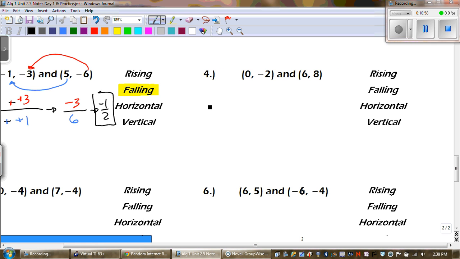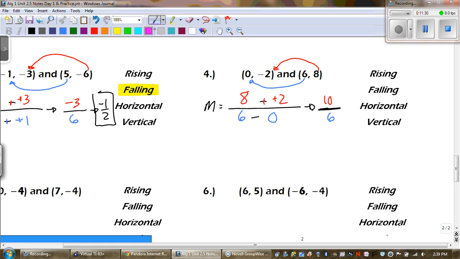Okay, number 4. So 8 minus 2. Notice that every single time I automatically put in my subtraction signs, okay? So on the top, 8 minus -2 is actually positive 10. And 6 minus 0 gives us 6.